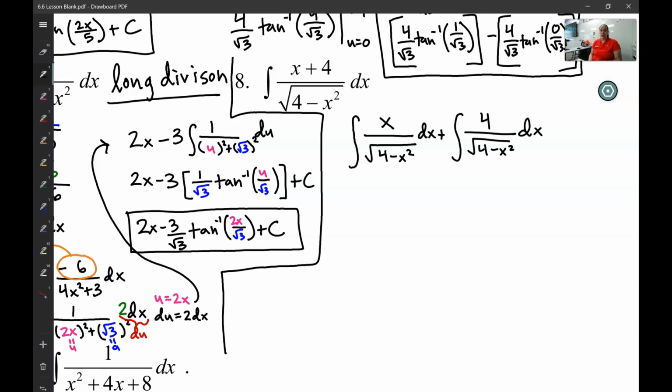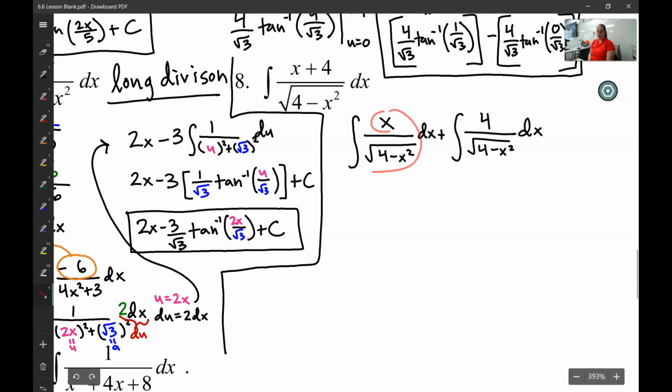So let's look at this right now and talk about techniques. Let's look at the one on the right first. So this one, there is only a constant up top. So because there's only a constant up here, my first instinct would be this is an inverse trig, because I can move that 4 out, do something squared, and this looks like it's going to be an arc sine.